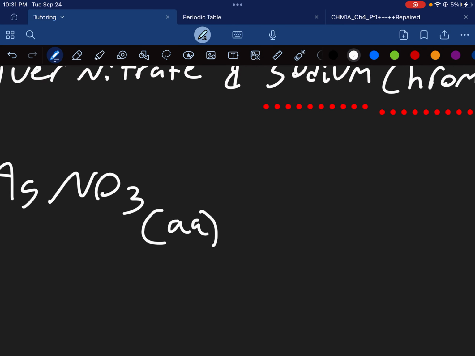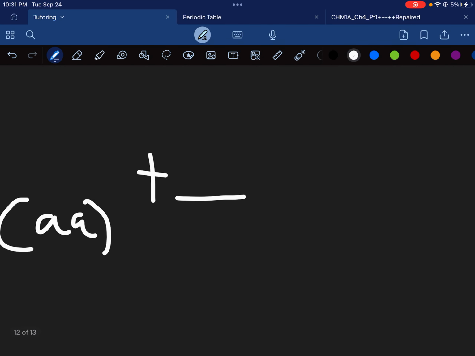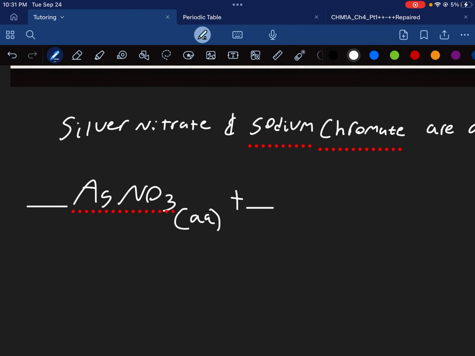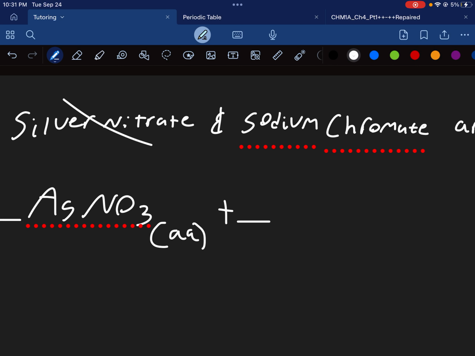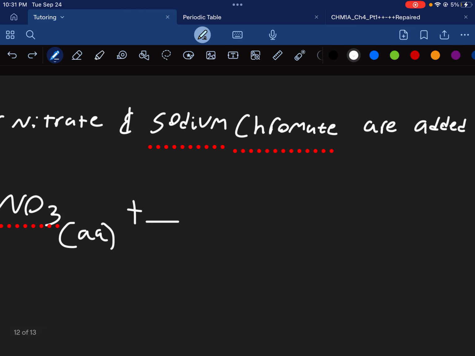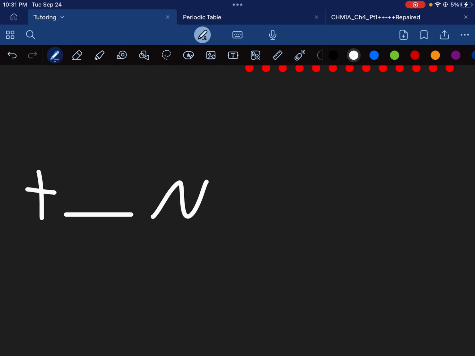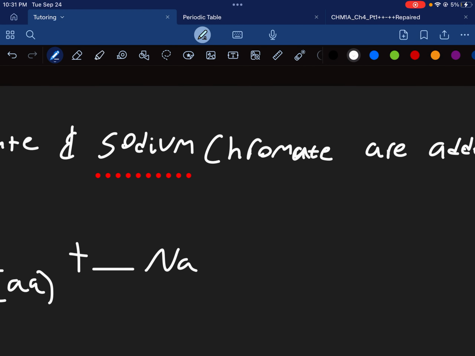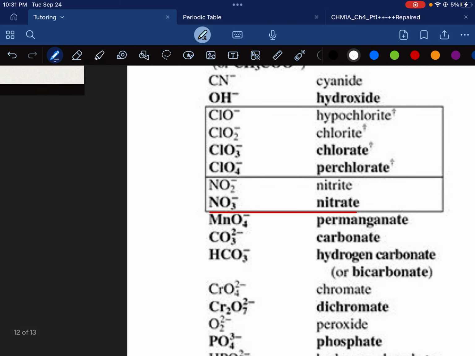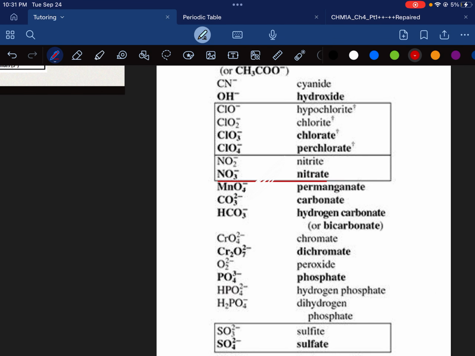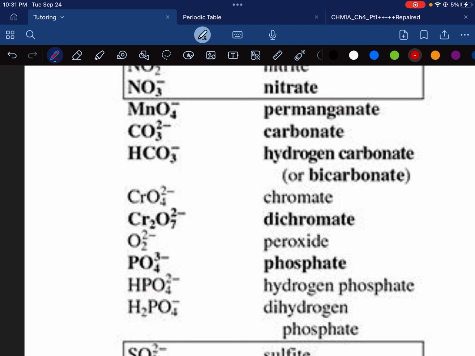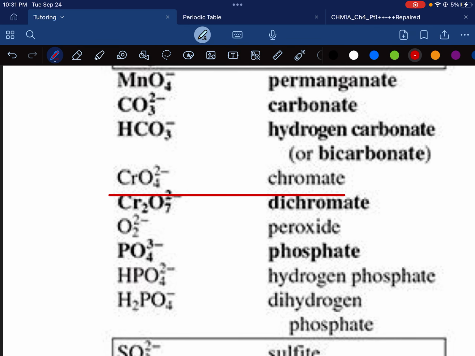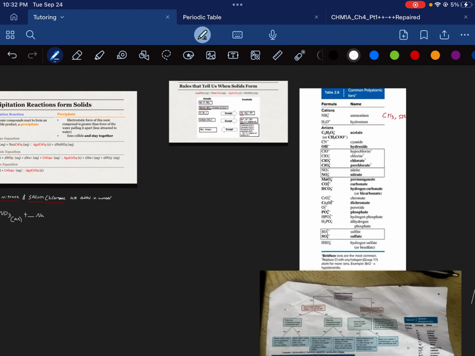So, positive sign. I'm adding these little underscores because we might need to balance it, just in case. You never know. So we finished with silver nitrate. Now let's work with sodium chromate. By now, you should know sodium is just Na. It's a group 1 element. But what is chromate? It's probably a polyatomic ion, so let's check our polyatomic ion chart. Where is chromate? Oh, there it is. Chromate is chromium with 4 oxygens with a -2 charge. So let's put that together.